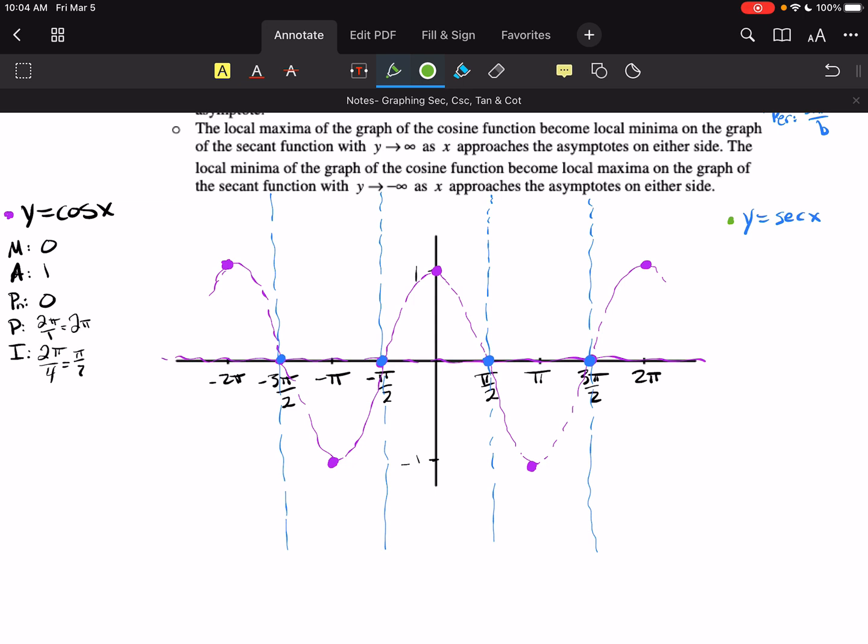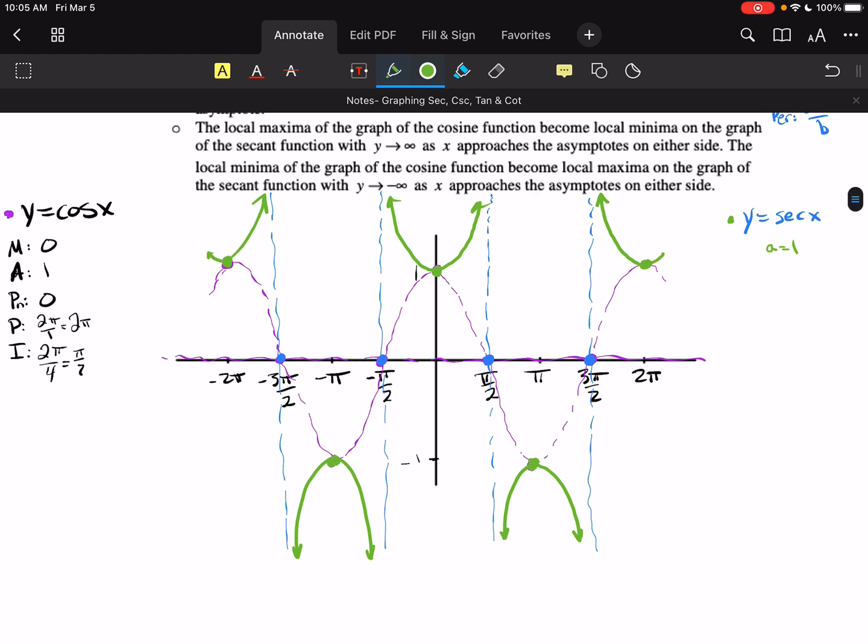What we're going to do, that a value, so here a is 1, right? I'm still going to utilize those points that I find from my amplitude of cosine. But now I'm going to have what look like parabolas from those points pointing away from my x-axis. And it keeps going. If I kept building my graph out that way, that would keep going on and on forever.